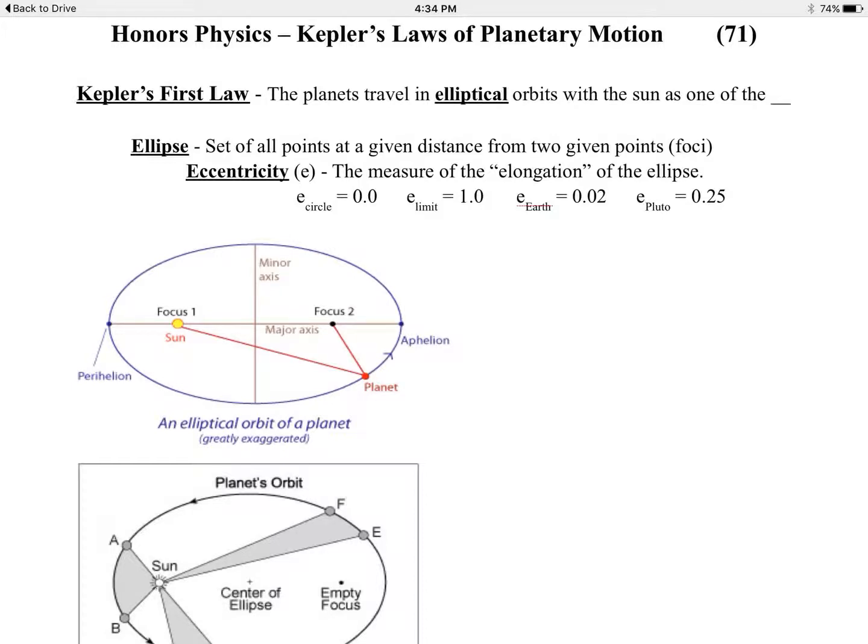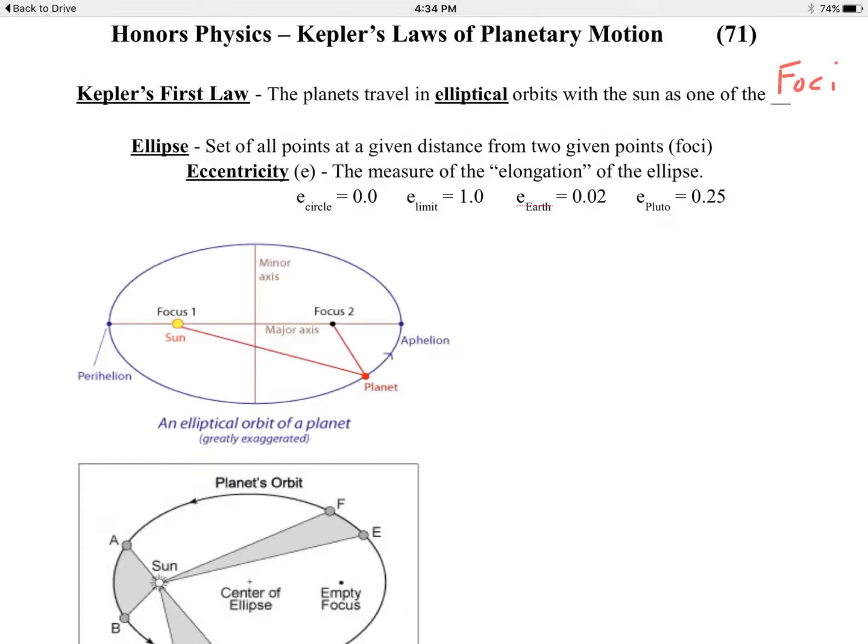as you'll see here. His first law: the planets travel in elliptical orbits, with the sun as one of the foci. Foci is plural for focus. Any ellipse has two foci. The definition of an ellipse in geometry is the set of all points at a given distance from two given points, the foci. Like a circle is the set of all points at a given distance from a given point, both of these being in a plane, not in three-dimensional space. A circle is basically a special case of an ellipse, where the two foci are the same spot.